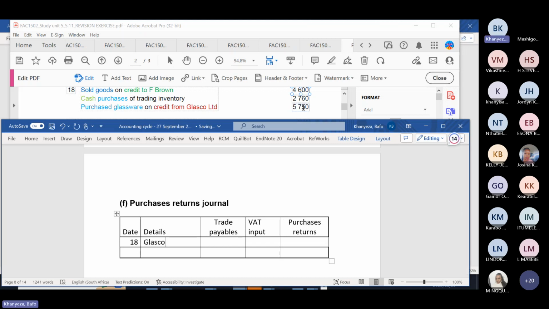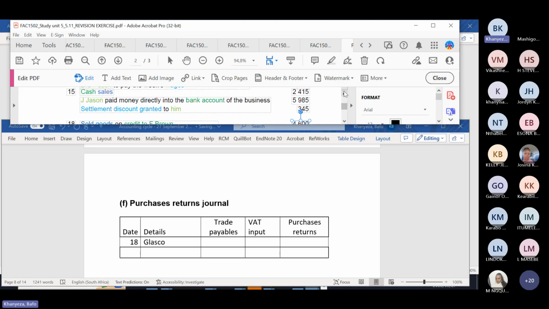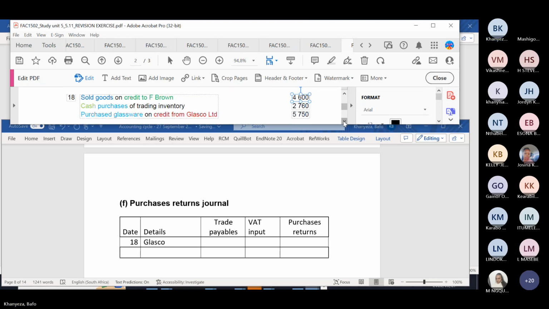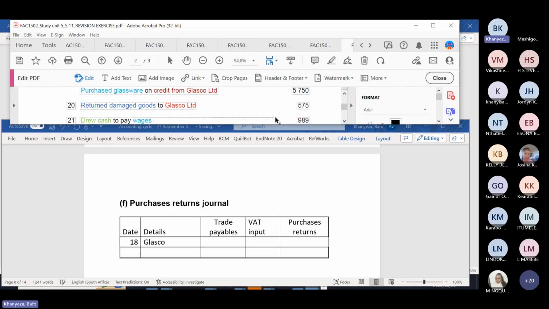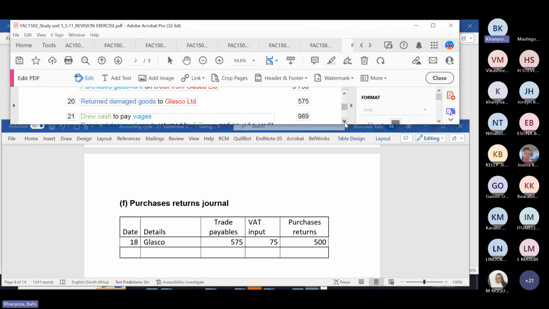575. I didn't shift here so that you can see where we were. Here we were, 575. Return goods to Glasgow, which is 575. Again, the same thing of splitting VAT. 75 Rand is VAT. I'm not going to calculate it again because we've done that quite a few times. Then we are moving now. This was the 20th. We are moving to the 21st.